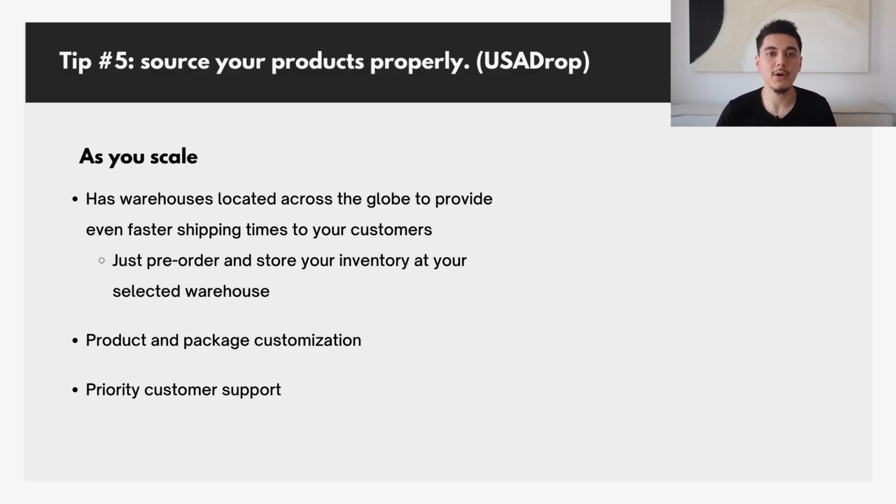And let's say you start to pick up on your orders and you start to do about 50 to 100 orders per day. USAdrop also has solutions for the more advanced dropshipper. And one of the main benefits that they have is that they actually have warehouses located across the globe. So if you wanted to sell to a particular country other than the US, such as the United Kingdom or somewhere in Europe, they have warehouses located in all of those countries so that if you ever wanted to pre-order some of your inventory and ship it to one of their warehouses, you could then provide even faster shipping times and a better experience for your customers because now you're going to have all of your products stored in a warehouse inside of their home country.